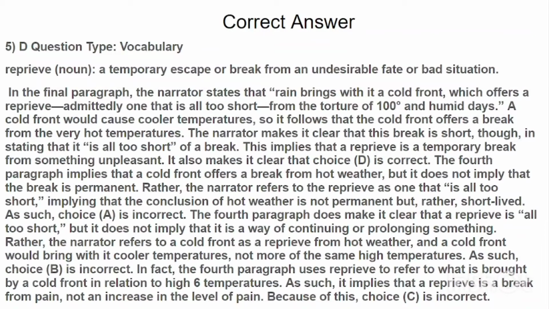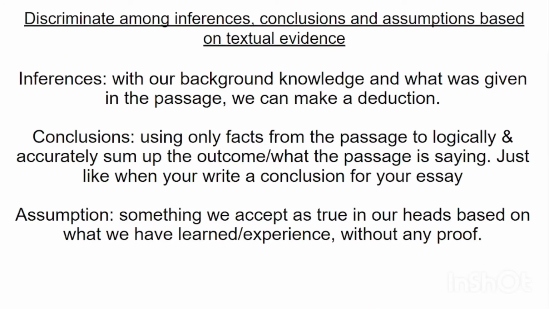Okay, so by now you should have finished reading. Next we're going to look at how to discriminate among inferences, conclusions, and assumptions based on textual evidence. As we said, an inference is using our background knowledge and what was given in the passage to make a deduction. A conclusion is using only facts from the passage to logically and accurately sum up the outcome or what the passage is saying, just like when you write a conclusion for an essay.